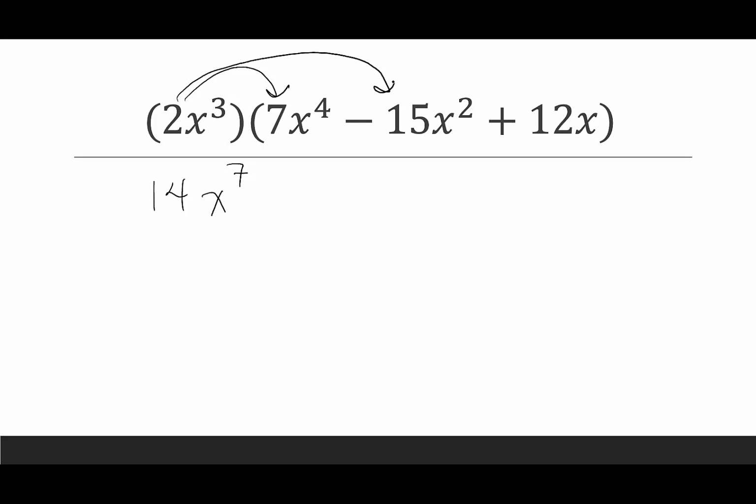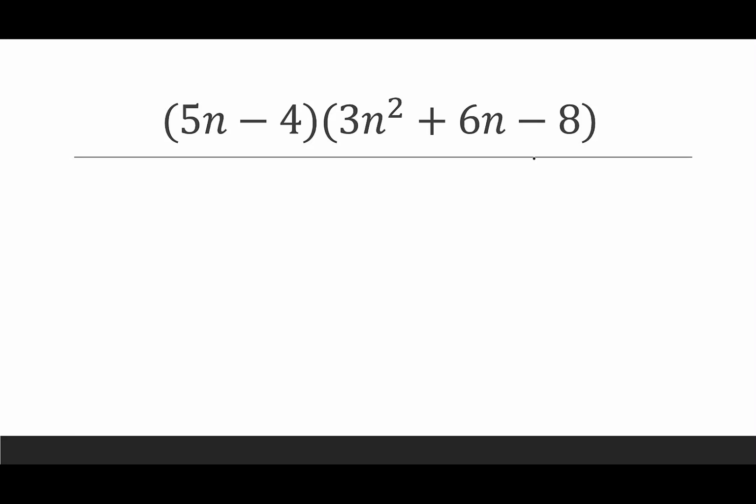Then I have 2x cubed times negative 15x squared. So 2 times negative 15 is negative 30. The exponent is 3 plus 2, which is 5. The last term, I have 2x cubed times 12x, so I have plus 2 times 12 is 24. I have x cubed, and it may help to put a 1 as the exponent on the x. That way I'm thinking 3 plus 1 is 4. This time I have nothing to simplify. Everything has a different power, so no like terms.